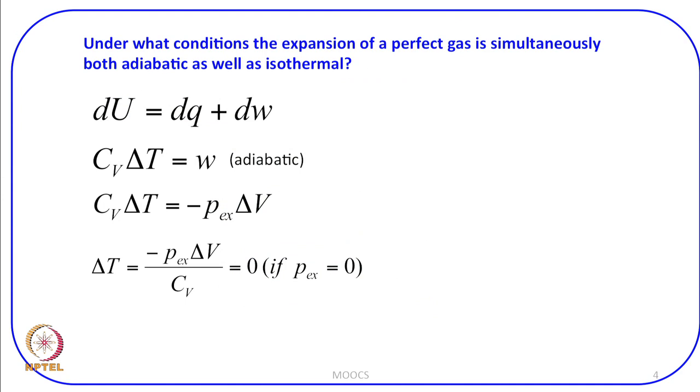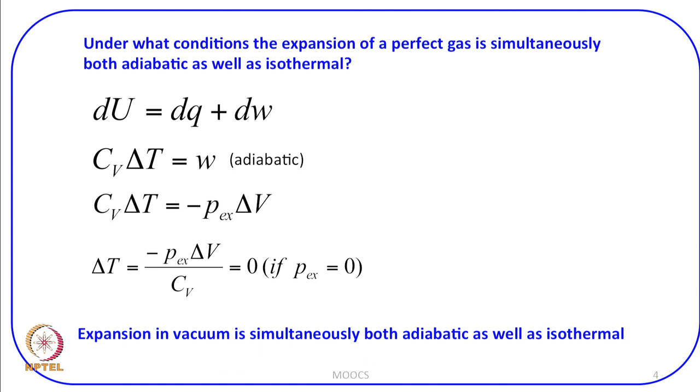So, delta T will be equal to 0 if the P external is equal to 0. Here you have the answer: when the gas expands against 0 pressure, what does 0 pressure mean? Expansion in vacuum. We started with an adiabatic process and found that if external pressure is equal to 0, then there is no change in temperature. Therefore, expansion in vacuum is simultaneously both adiabatic as well as isothermal.